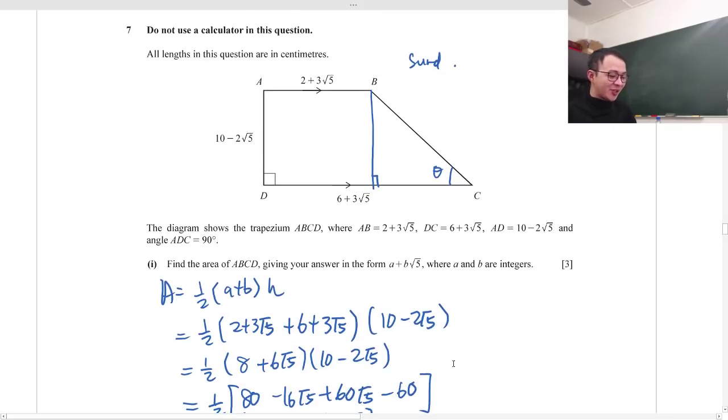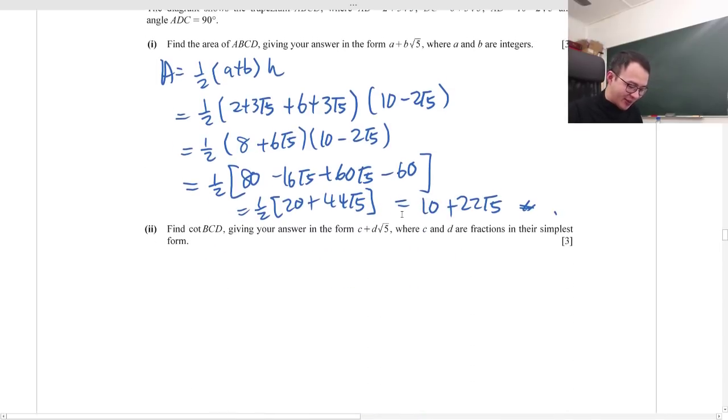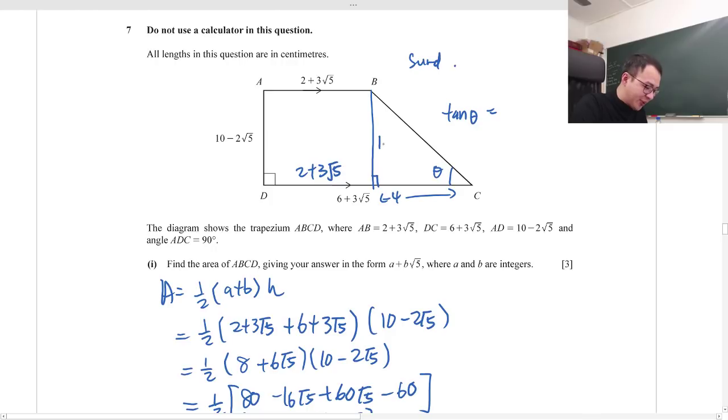Right now, because the question says cotangent, I need a triangle. So I do the tangent first. If I want to do tangent of this angle, basically it is OA. Here, if this is 2 plus 3 sub 5, here should be 4 only. So here is just 4. How many marks here? 3 marks. Okay, so here should be 10 minus 2 sub 5. Interesting. Alright, so here is 4. So tangent is OA: 10 minus 2 sub 5 over 4.